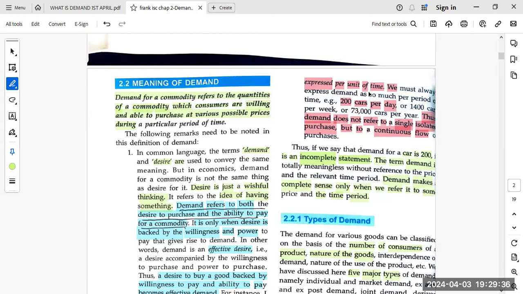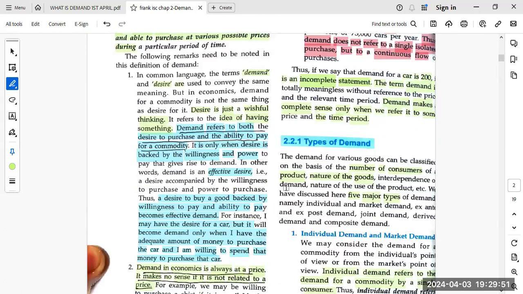We must always express demand so much as per period. For example, 200 cars per day, whatever example you want to write. Maybe 1 liter of milk per day, when we are calling it a demand. Okay. Now we will move to the next part, which is types of demand.